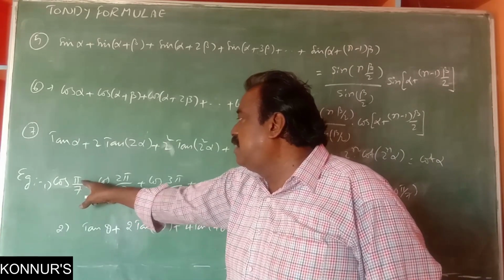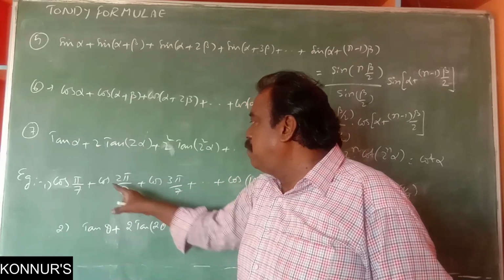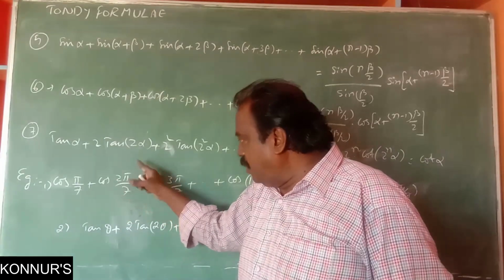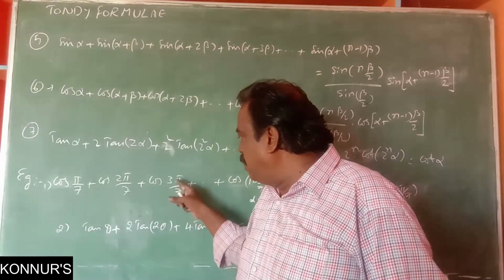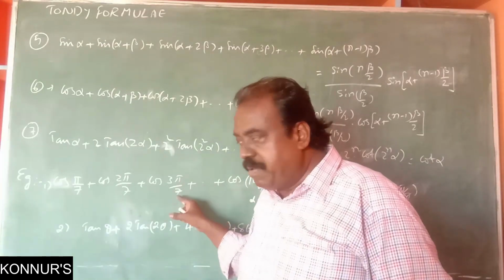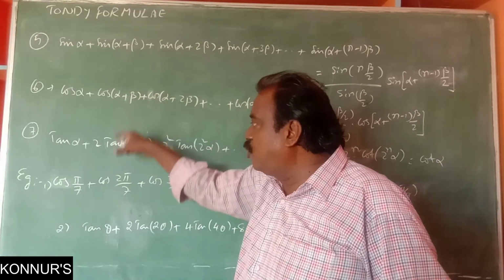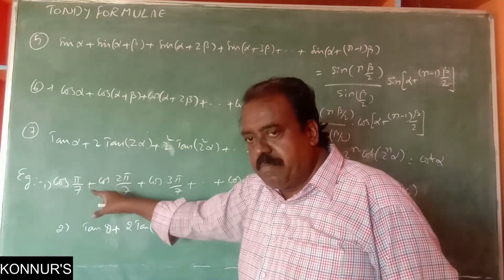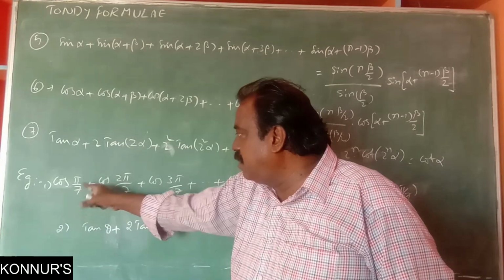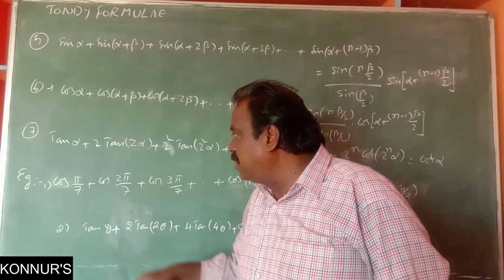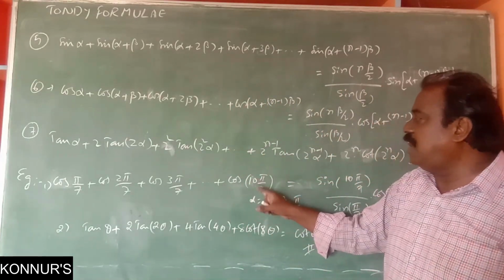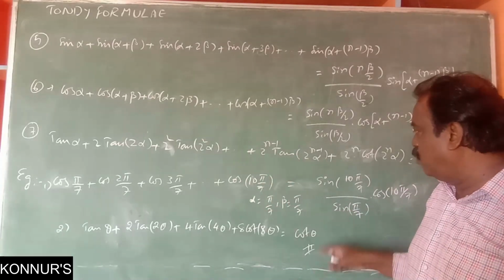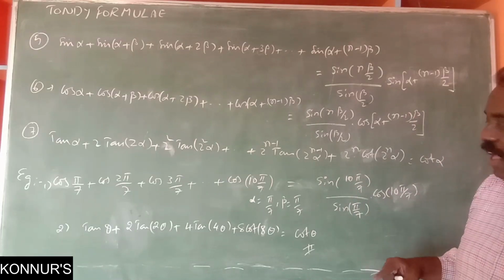Cos pi by 7 plus cos 2 pi by 7, plus cos 3 pi by 7, and so on. 2 pi by 7 means pi by 7 plus pi by 7. 3 pi by 7 means pi by 7 plus 2 pi by 7. Here also the same method. The first term alpha is pi by 7, the common difference beta is also pi by 7. So it goes up to 10 pi by 7, that means there are 10 terms. So here 10 comes.